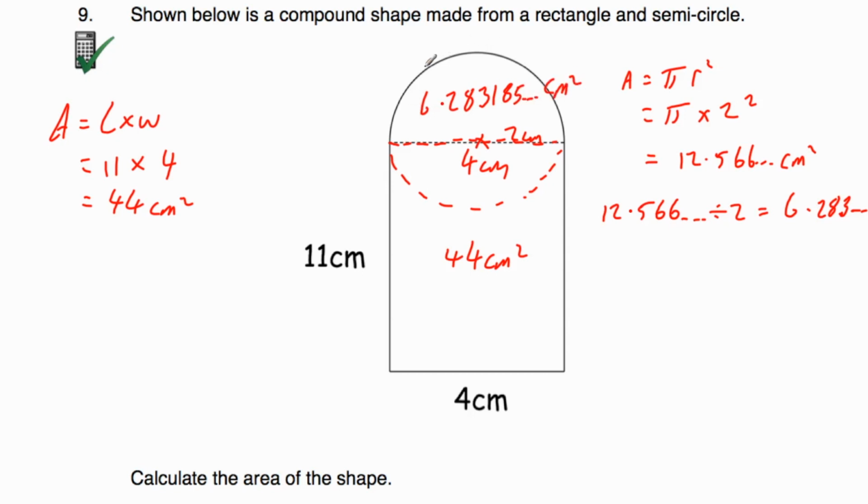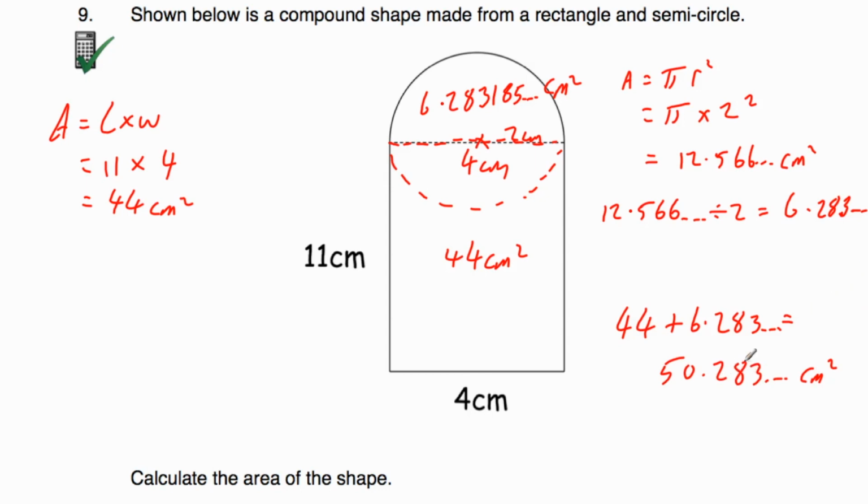So we've been asked to find the area of the whole shape, so that would be our 44 centimeters squared plus our 6.28 and so on centimeters squared, and that's the area of the whole shape. So let's do that. 44 plus 6.283 and so on. I've still got that on my calculator display, so I can just press plus 44 equals, that's equal to 50.283 and so on centimeters squared.